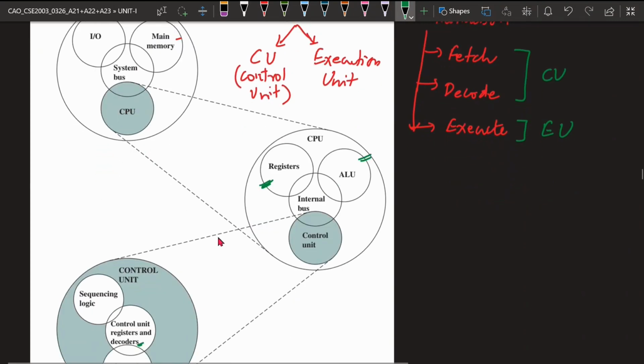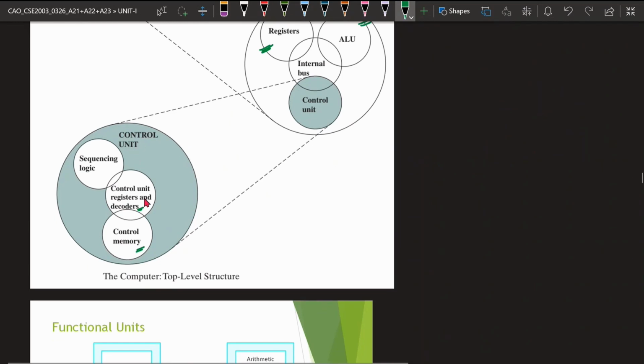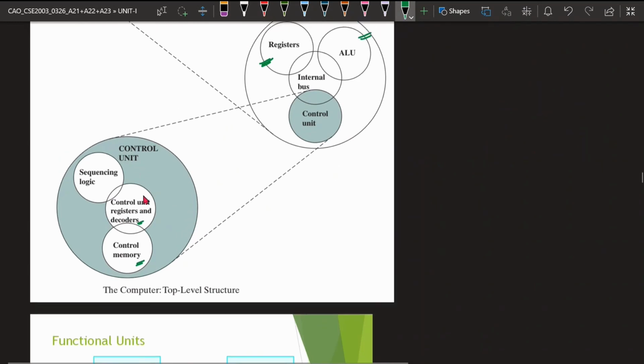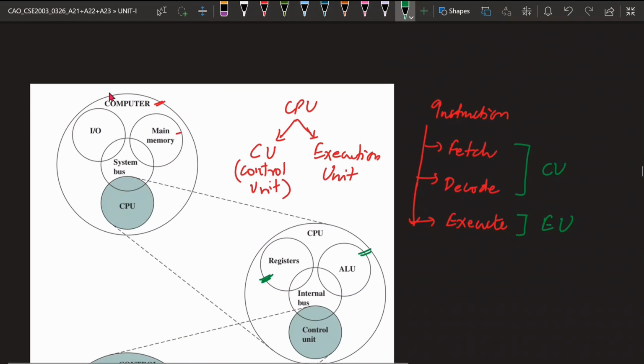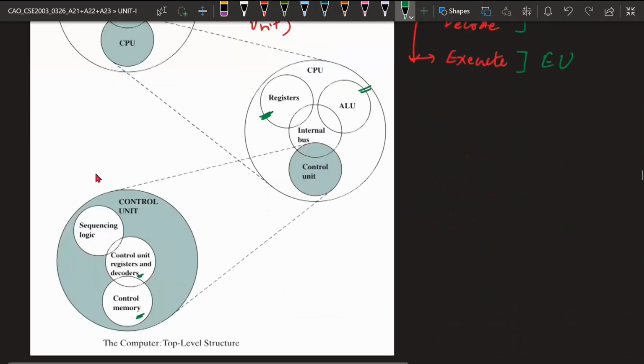And the CPU is further classified into different basic building blocks, or microarchitectures we can consider it: registers, ALU, and control unit, and these are connected to each other with an internal bus. Okay, so this is all about the components of a computer system.